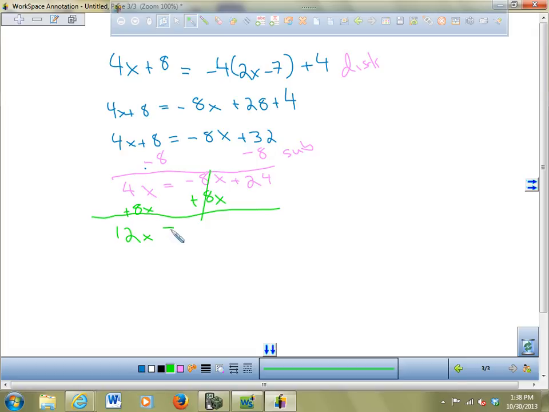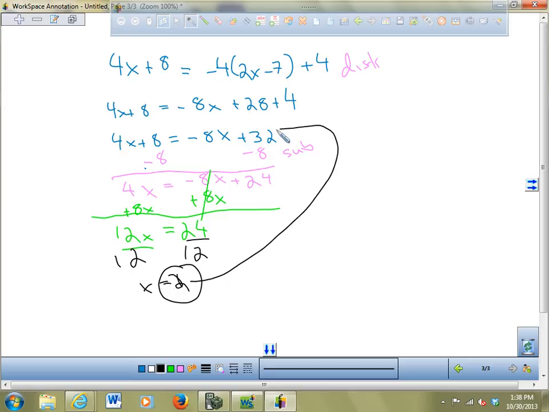12x equals 24. Now what? Divide by 2. Division property, so I'm going to divide by 2, divide by 2. I get x equals 2. And then you should really take that and plug it in way up here and in here and make sure it works, which it should, okay?